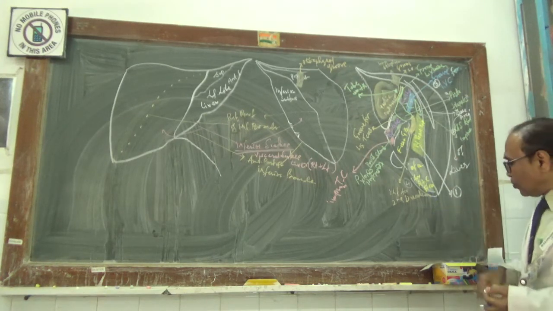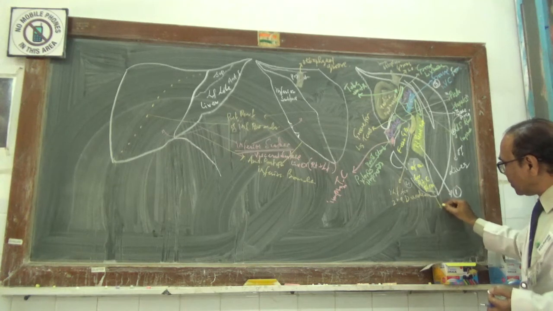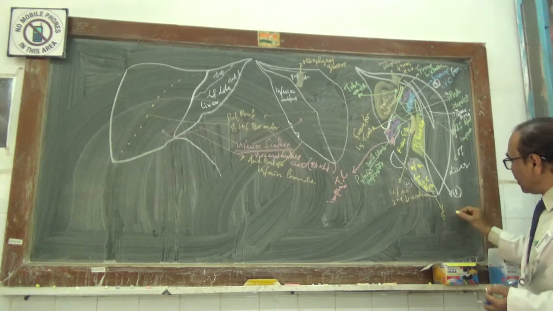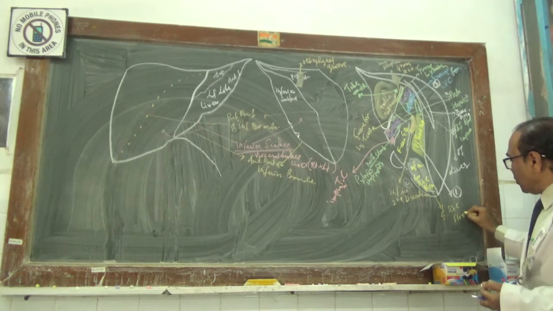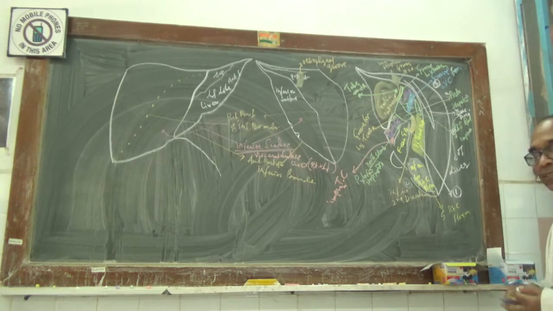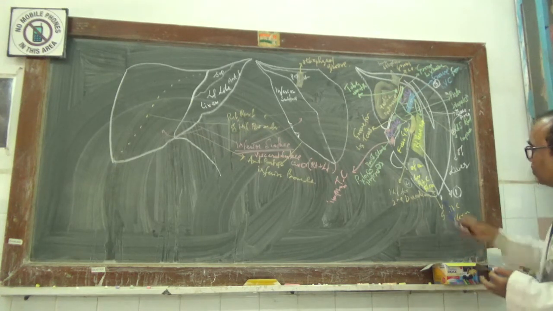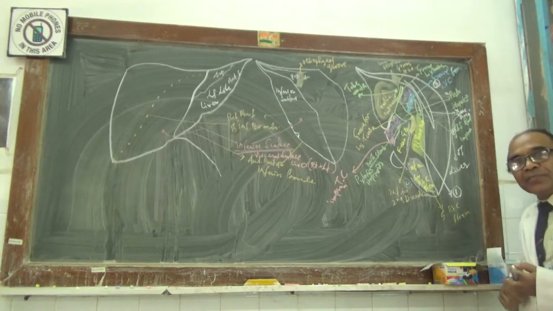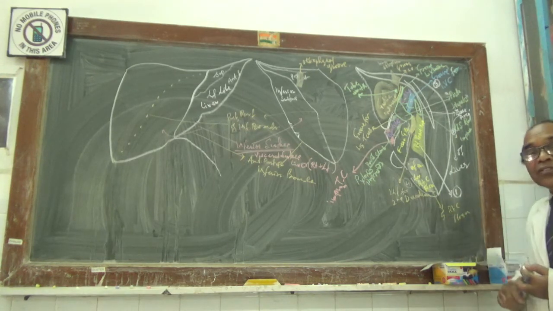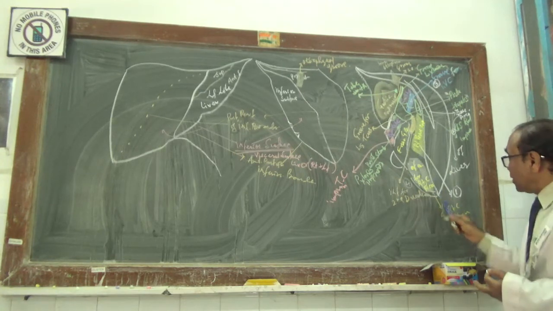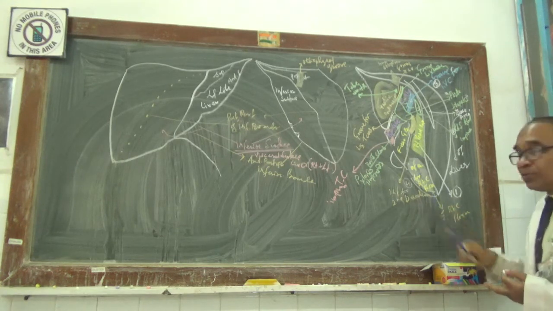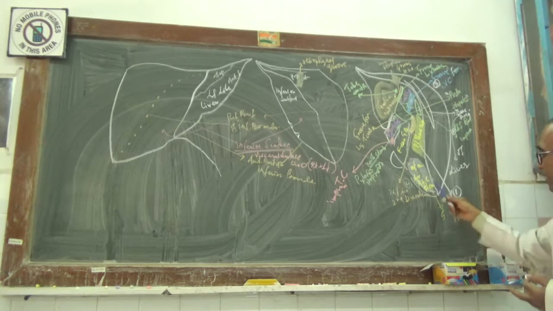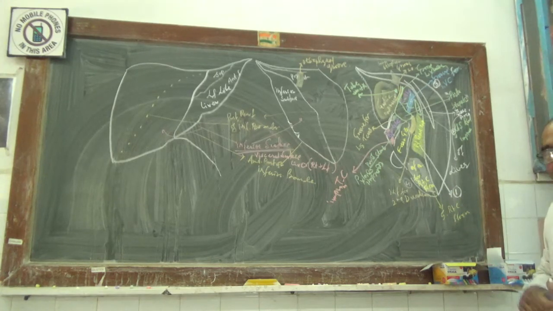Now after this, you have to go to the fifth impression. What you will get is the right colic flexure. Now this right colic flexure impression is on the inferior surface of the right lobe of the liver. This is the impression formed by the ending of the ascending colon and the beginning of the transverse colon.